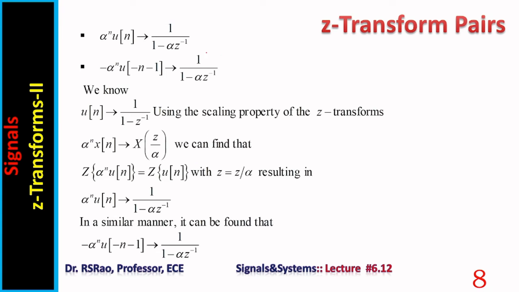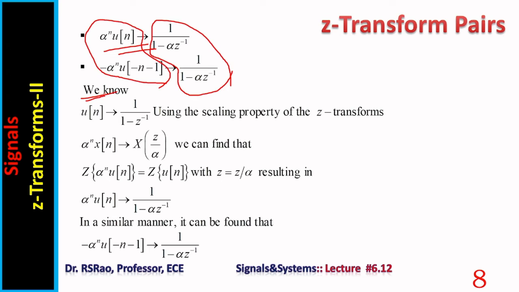Now we consider another sequence, alpha power n u of n. Its transform can be found equal to 1 by 1 minus alpha z power minus 1. The same transform is given by another signal, minus alpha power n u of minus n minus 1. Notice the transforms are the same, but the sequences are different here. To know the validity of the transforms, first we consider the transform of alpha power n u of n.